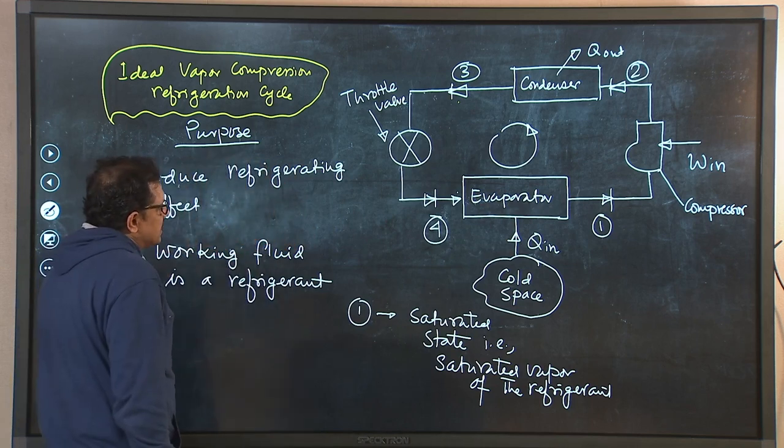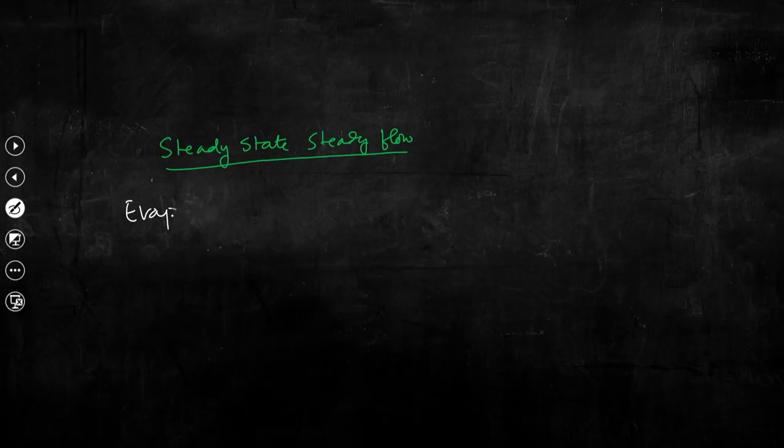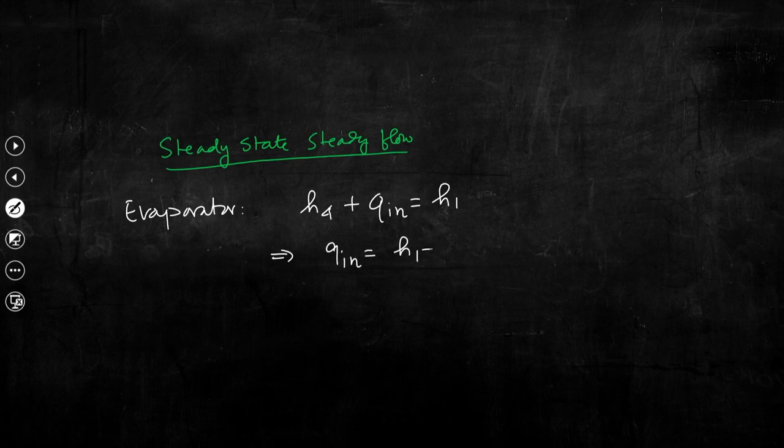For the evaporator, we can write H4 plus Q in equals H1. Therefore, Q in equals H1 minus H4. That is very important, H1 minus H4. Of course, the unit is kilojoule per kg.